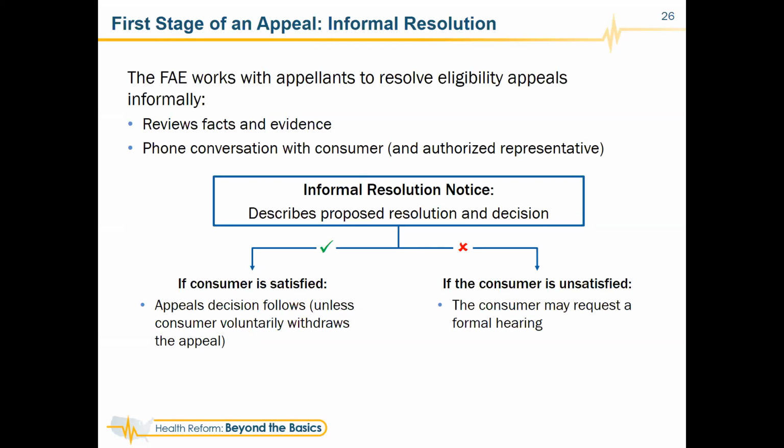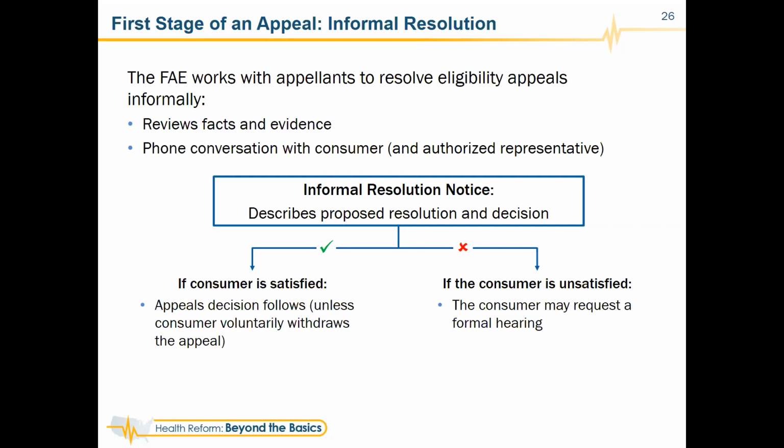There are two stages of an appeal. The first stage is what's called informal resolution. And in this stage, the Federal Appeals Entity is going to work with individuals who've appealed, called appellants, to resolve their appeal informally. This is usually done by contractors to the marketplace. Those contractors review the facts and evidence. They'll often have a phone conversation with the consumer and the consumer's authorized representative if he has one. After that hearing and after considering the information, there will be an informal resolution notice. And this is going to describe the proposed resolution and the decision of this first stage. If the consumer is satisfied, great, appeal is over and done, a decision will follow, and that will be implemented.